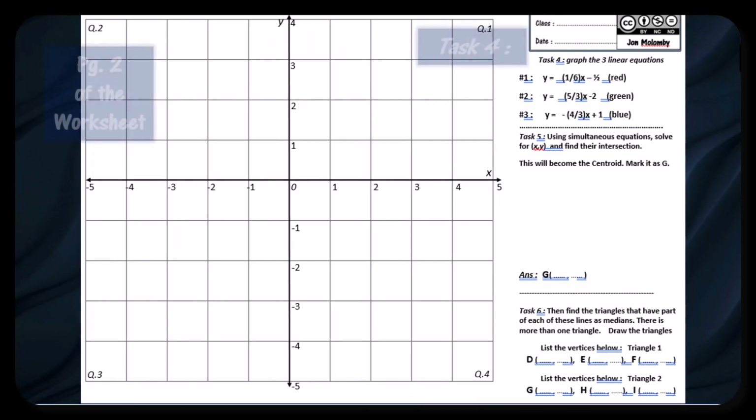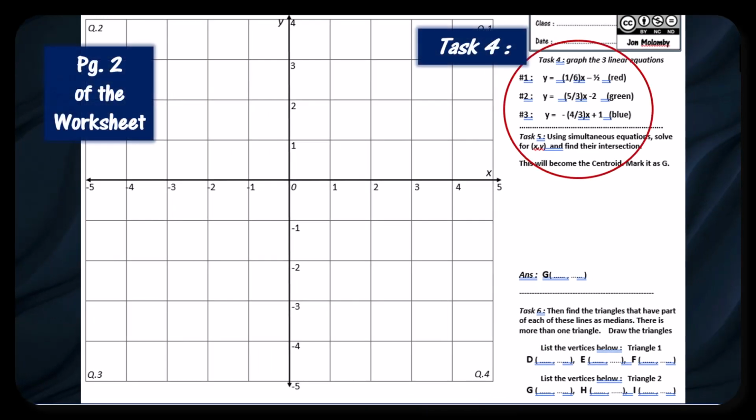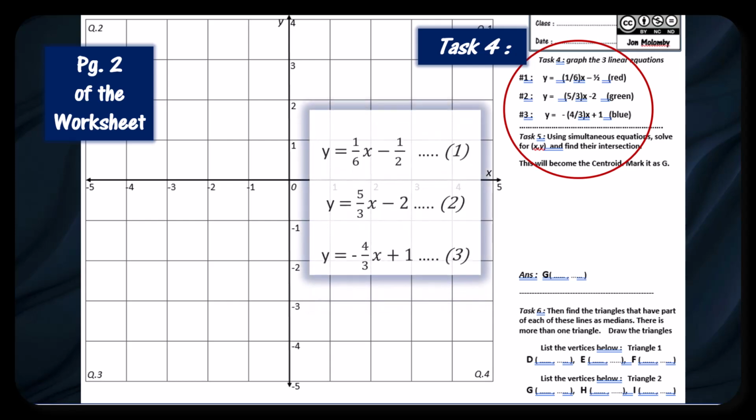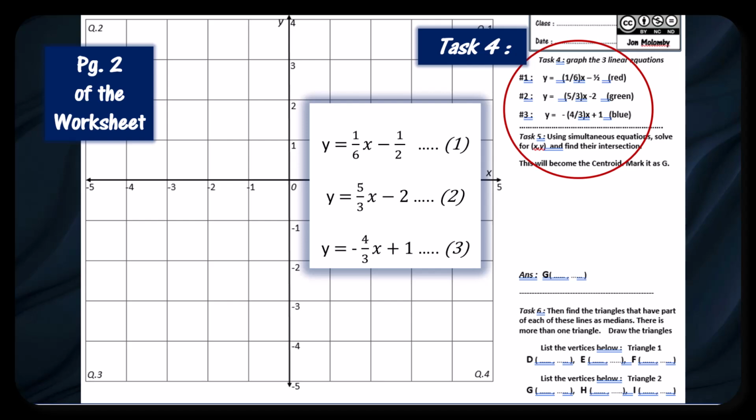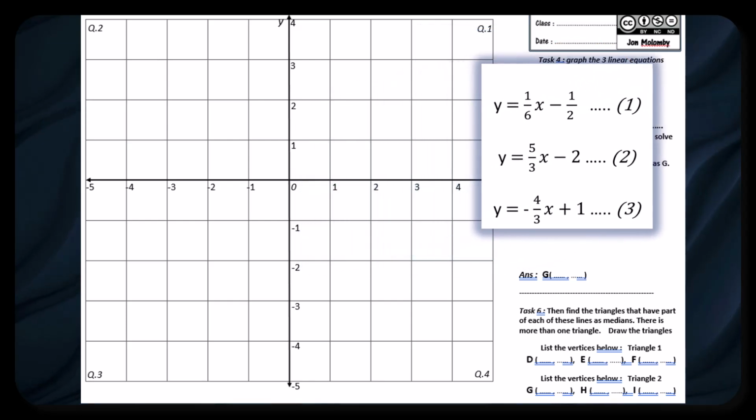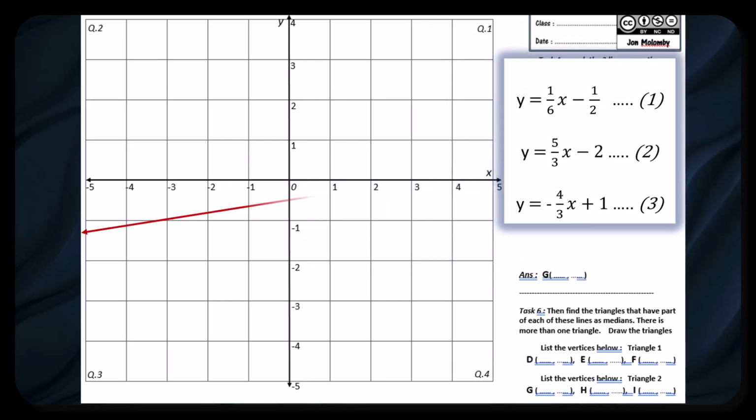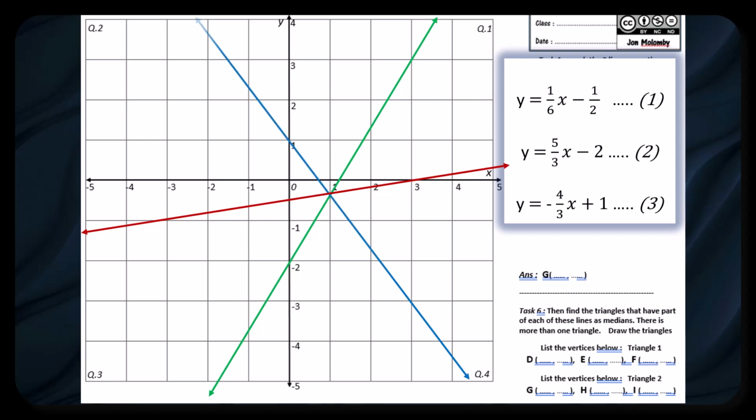Now we go over to page 2 of the worksheet and task 4. On this page, I'm going to give you 3 lines which intersect. Can we find triangles that have the line's intersection as their centroid and segments from the lines as their medians? Here are those equations. Let's first of all graph them. There's the first one, there's the second, and there's the third.